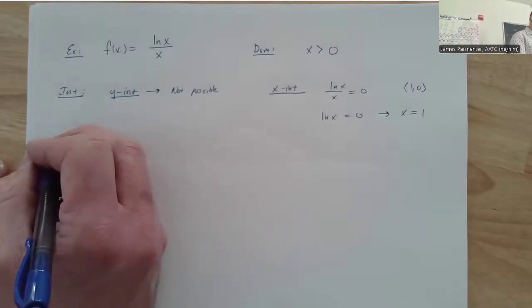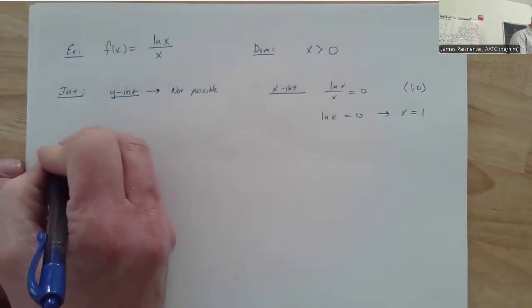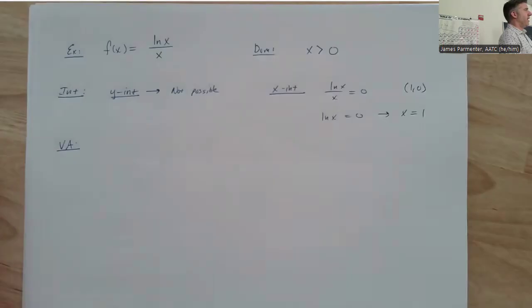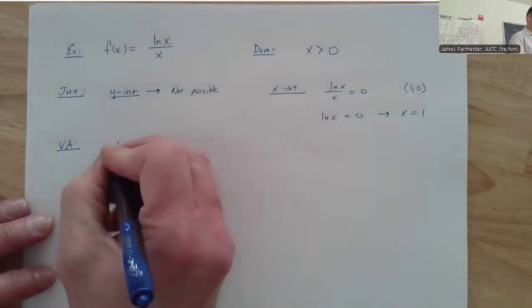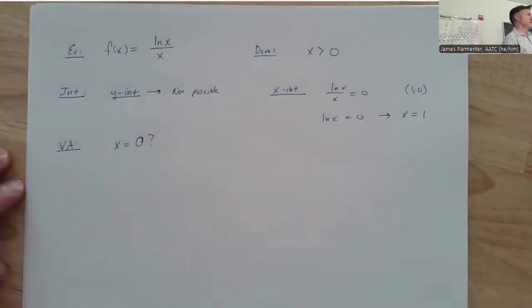Let's talk about the asymptotes. So vertical asymptotes. Well, it seems like there's a candidate here: x equal to 0? Maybe?